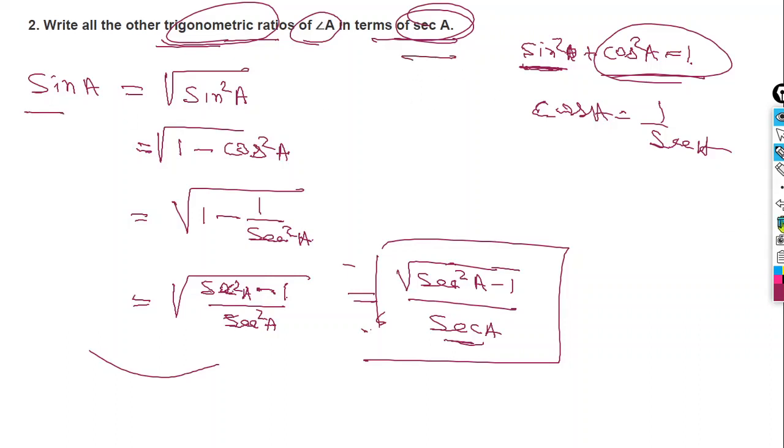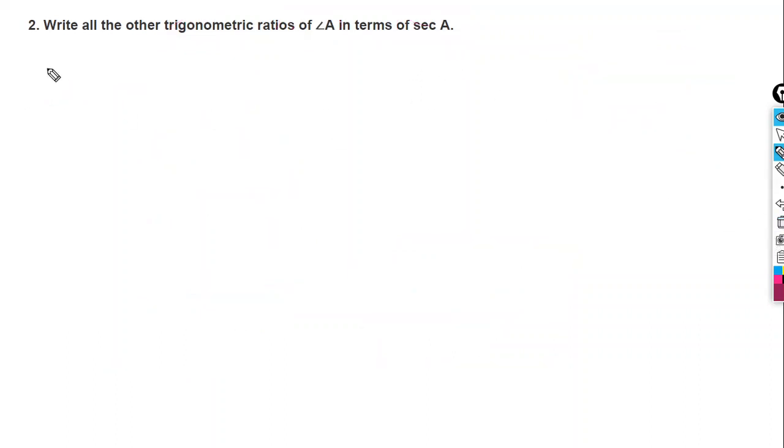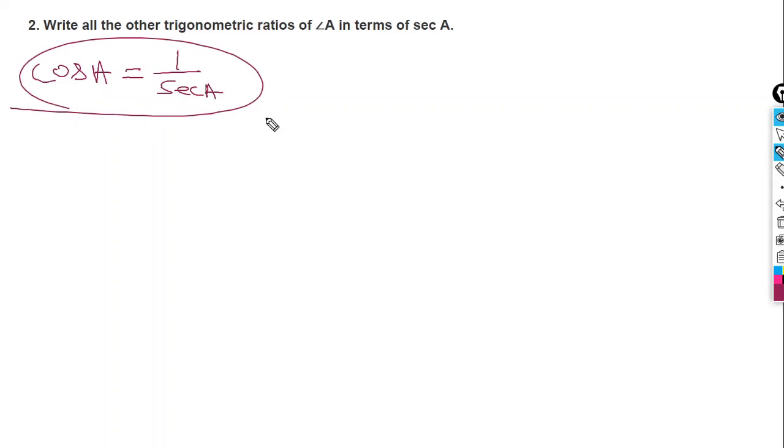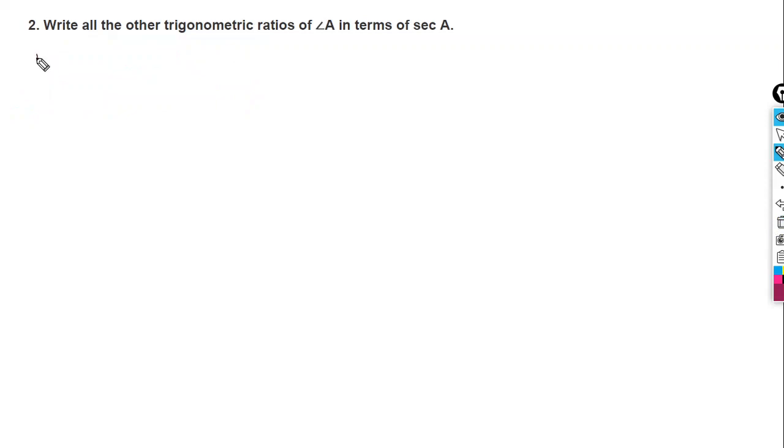Now we will move to cos A. You can directly write cos A equals 1 by sec A. So it is solved. Now we have converted sin A and cos A. So we will move to tan A now. Again tan A equals, you can write root over of tan square A.